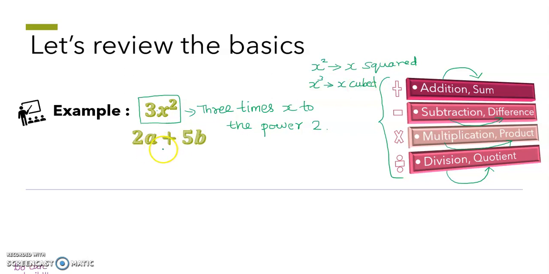So now let's try another example. So what do you have here? Addition, right? And here it is multiplication. So you can write it as 2 times a added to 5 times b. So they are given an algebraic expression, and we are writing it as a verbal expression.